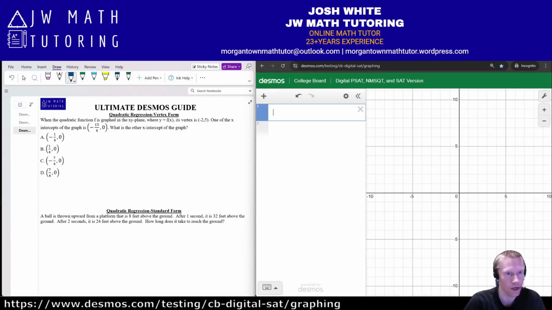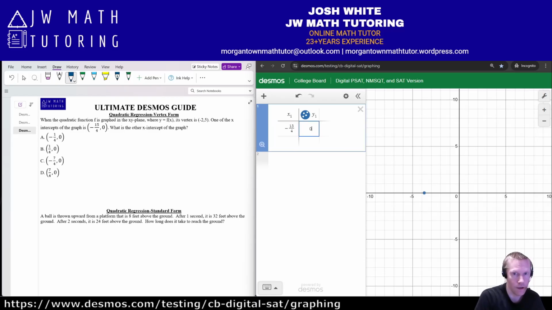All right, so looking at this problem, we're given a quadratic function and we're told its vertex, and we're also given one of its x-intercepts, and we want to know what the other x-intercept of the graph is. This is something we can do easily using quadratic regression, specifically in vertex form. First thing I'm going to do is create a table and type in the one x-intercept point that we're given. You can type the vertex in the table here, but it's not necessary because, as I said, you're going to enter it in the regression statement.